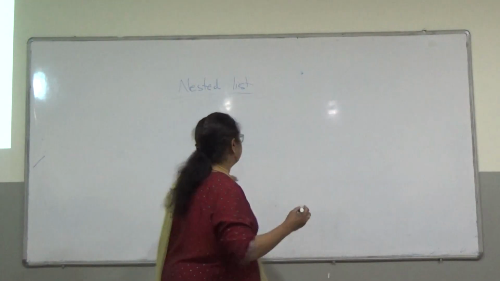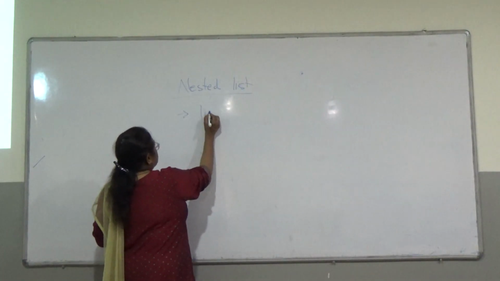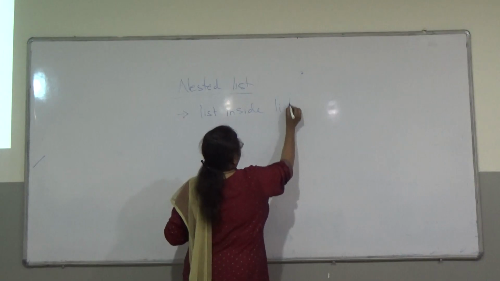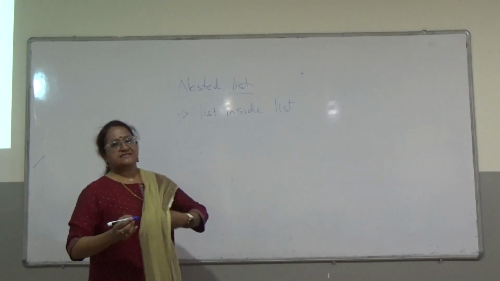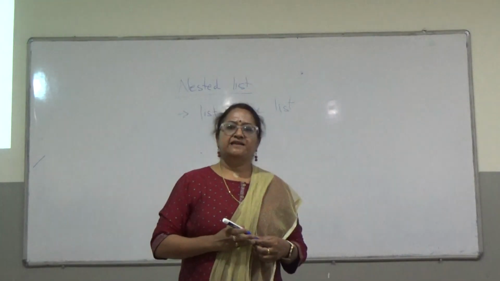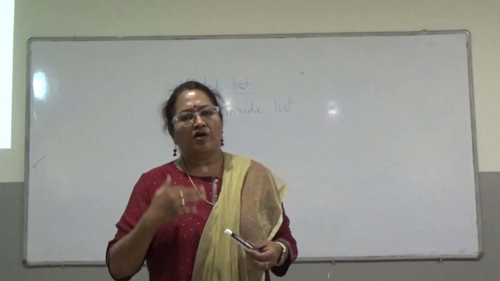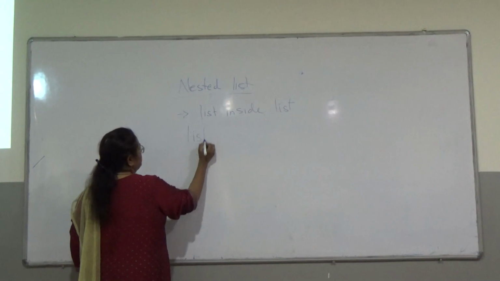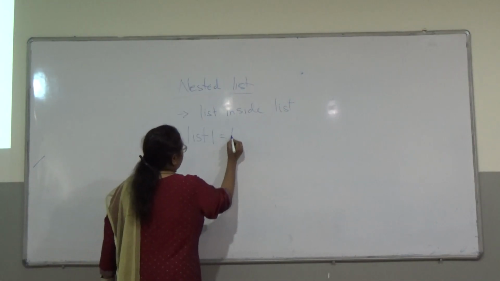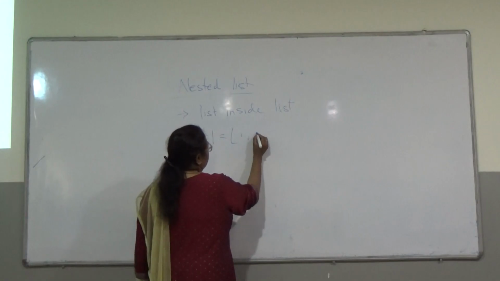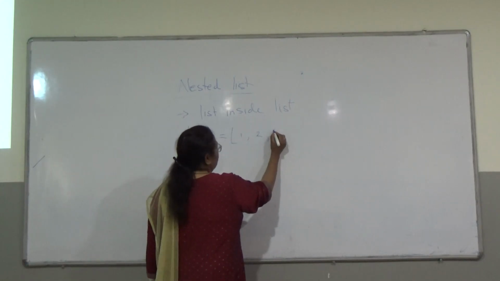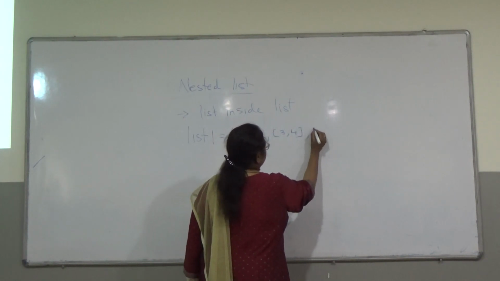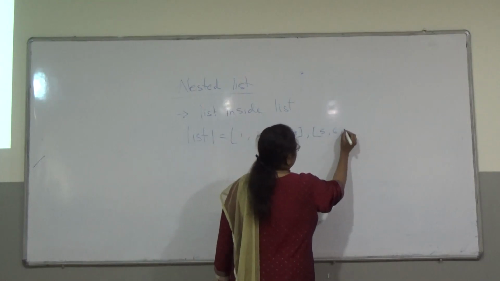So obviously nested list means list inside list. So this gives us the concept of nested list. That means in the list we can have elements which are already a list. For example, let us declare a list named as list 1. Here we are having data items like 1, 2, and then I am having a list as item that is 3, 4 and 5, 6, 7.